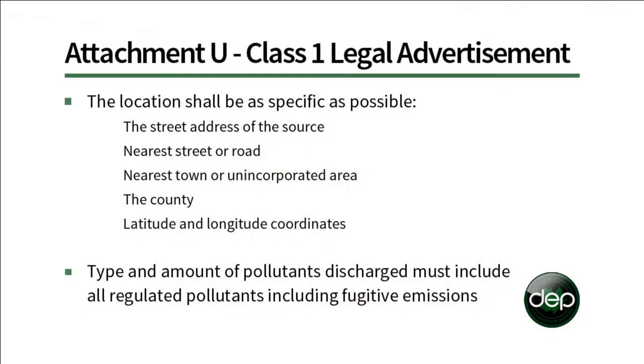When you place your legal ad, one of the things you have to do is indicate the location of your facility, and you need to be as specific as possible. Preferably, we like to see the street address of the source, but we understand a lot of these places don't have street addresses. So you need to indicate the nearest street or road. You also need to indicate the nearest town or unincorporated area and a county. And you have to include the latitude and longitude coordinates.